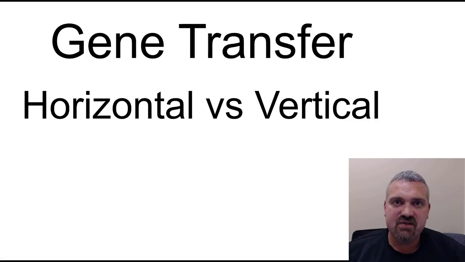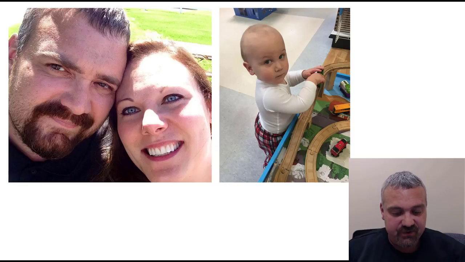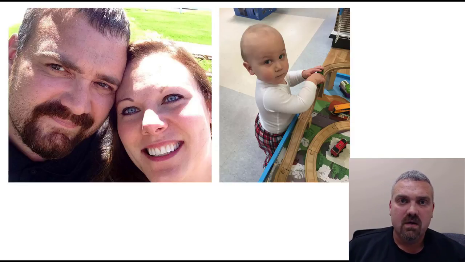For as long as there have been genes, there have been different methods to get those genes moved from one organism to another. Our focus in this video is going to be horizontal gene transfer, but I want to talk about vertical gene transfer for a moment. Let me show you an example. Vertical gene transfer is how genes are passed from one organism to another with reproduction.